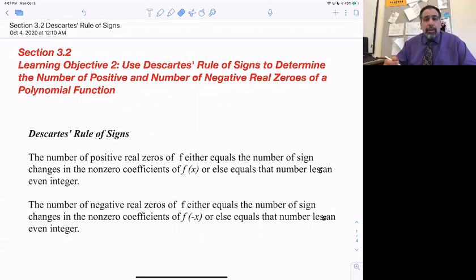The second part of Descartes' rule of signs says that if you're looking for the number of negative zeros, okay, now we're talking about answers that are less than 0. We're going to count the number of sign changes, this time not of the original function, but of f of negative x when we plug in a negative. And we'll count that number of sign changes. The number of negative zeros will be that number of sign changes or that number reduced by an even integer. So if we get 4 sign changes this time, okay, the number of negative solutions we're going to find is going to be 4, 2, or 0. Okay, always go down by 2.